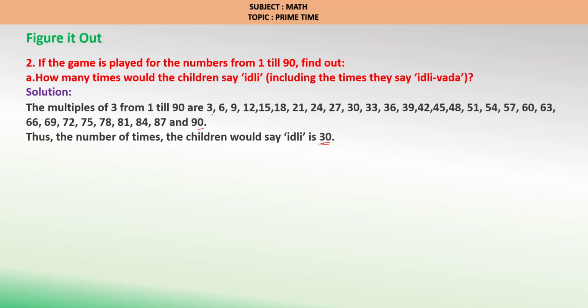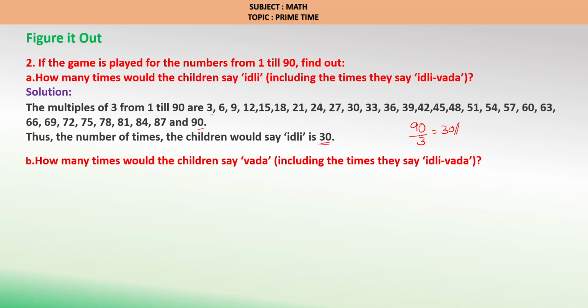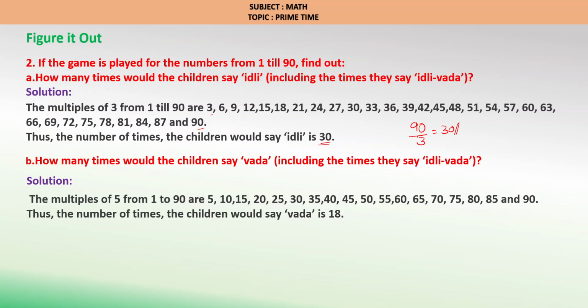Instead of this, we can directly use 90 divided by 3. That is nothing but 30. This is also a shortcut method. Second question. How many times would the children say vada? Similarly, the multiples of 5 from 1 to 90 are 5, 10, 15 and so on till 90. So the total number of times the children would say vada is 18. This is nothing but 90 divided by 5, which is 18.